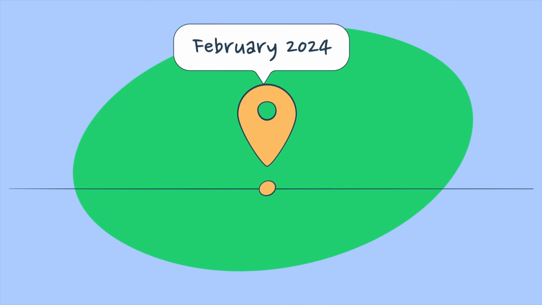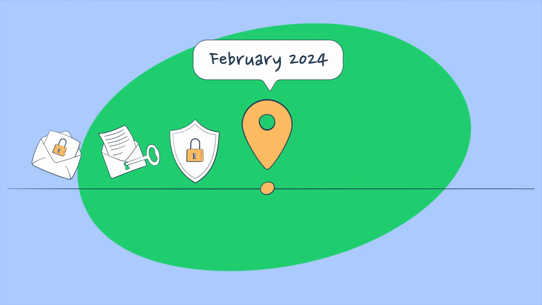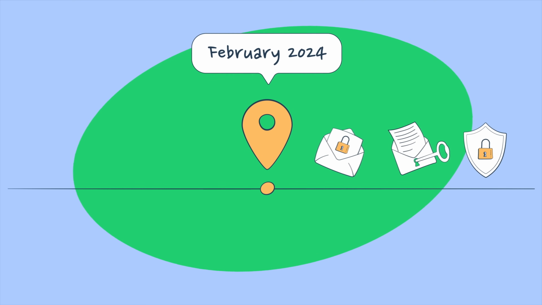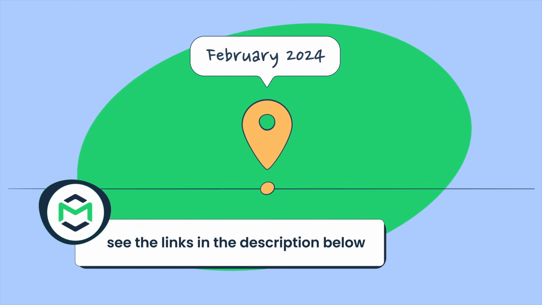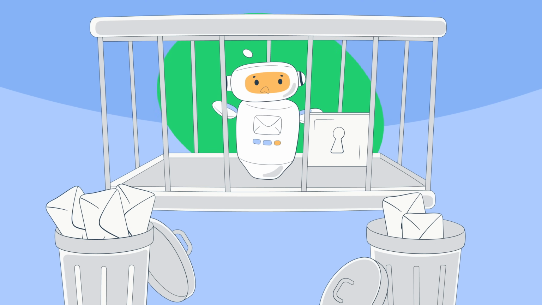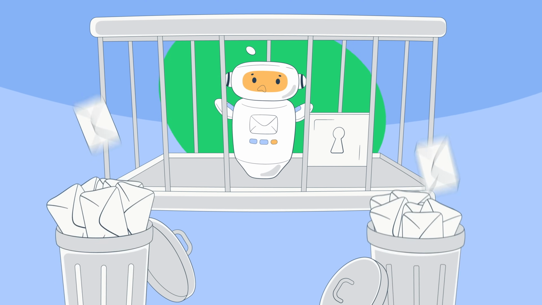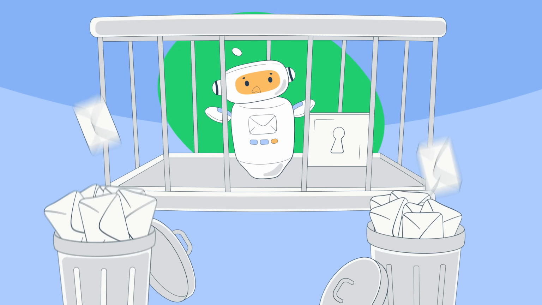Before February 2024, having SPF, DKIM, and DMARC set up was a recommendation for high-volume senders. But now, this has shifted from a recommendation to a requirement. Watch our dedicated video to learn more about new requirements from Google and Yahoo. Without email authentication protocols, there's no way to confirm the legitimacy of the sender. So the emails may go to spam directly, reducing email deliverability rates.